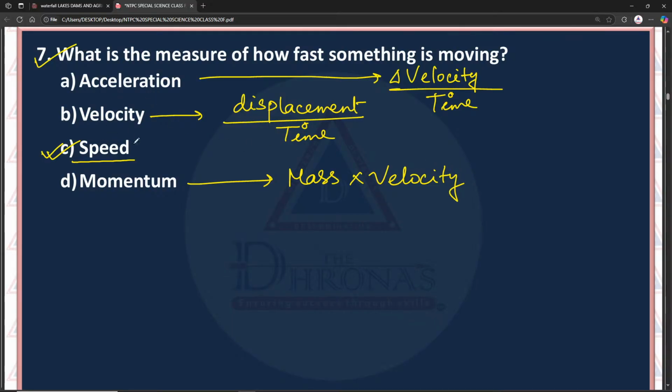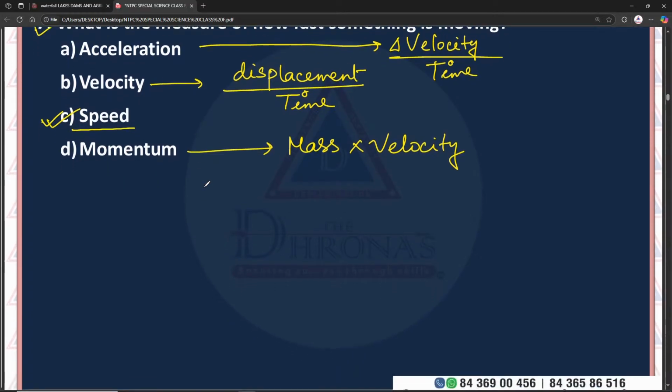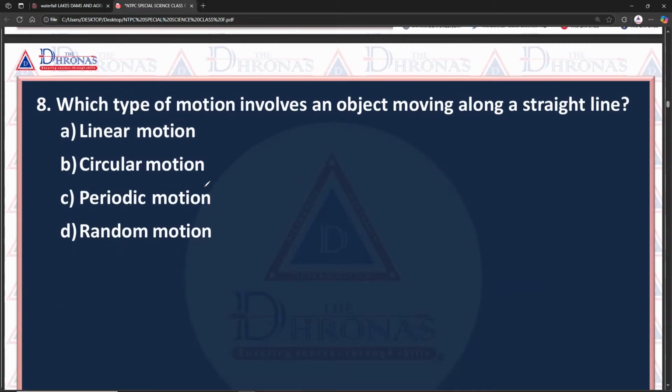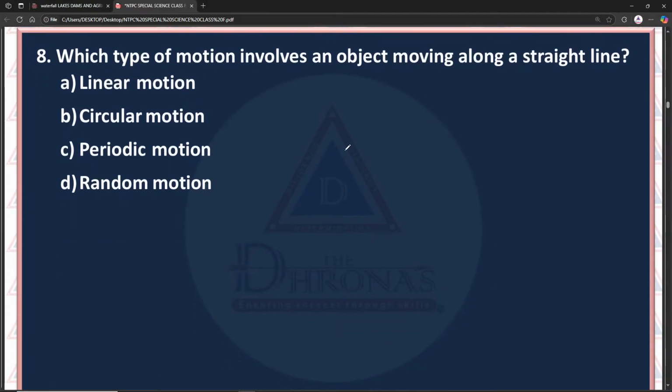These are the basic terms that are associated with your chapter motion and Newton's laws of motion. These are very important chapters for your upcoming exams. Okay? Now moving on to the next question, question number 8. Which type of motion involves an object moving along a straight line?